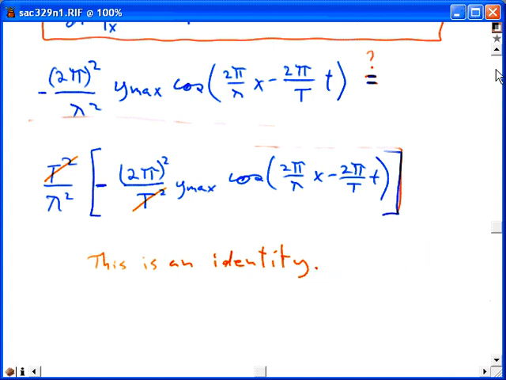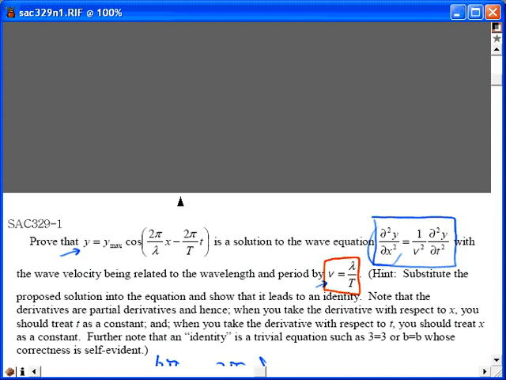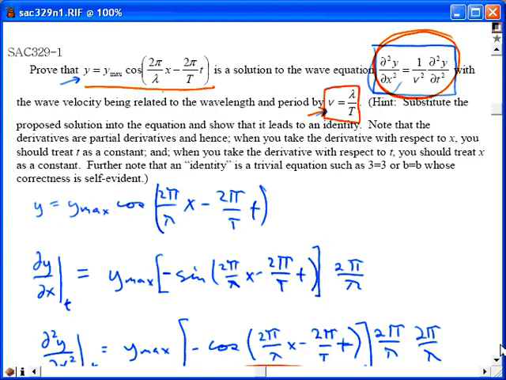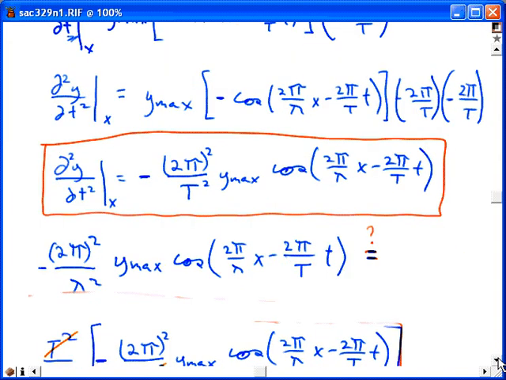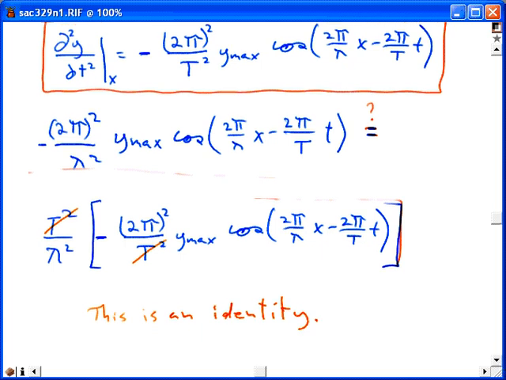And hence this expression, with this expression for v, really is a solution to this equation. So we proved it by substituting in the two expressions and evaluating and showing that it leads to an identity. No more question mark about those being equal. And that wraps it up for SAC 329, problem number 1.